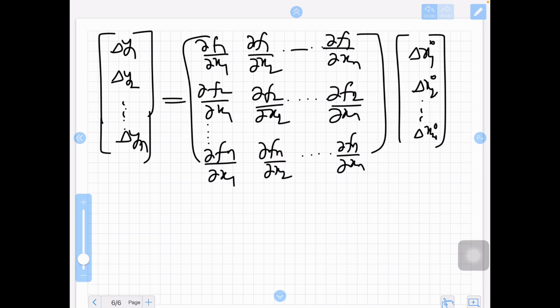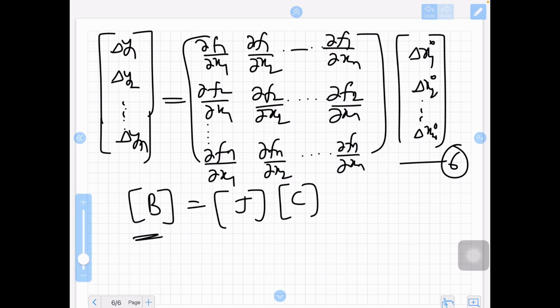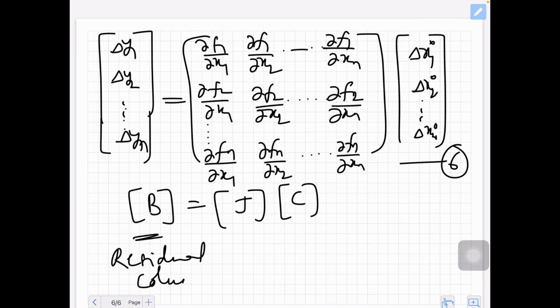In the matrix notation, this you can call it as equation number 6. You can call it in the matrix notation, that is B is equal to J into C. Here B is called residual column matrix.